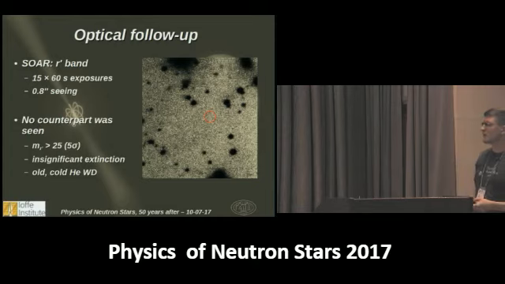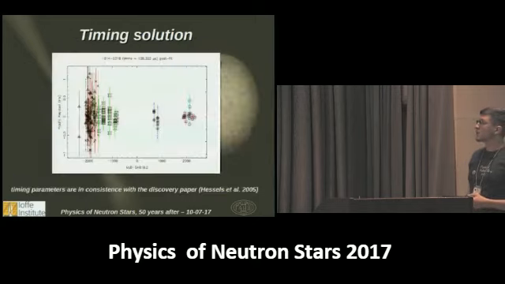And because there was an absence of a counterpart in the optical field of view, we think that this might imply that the companion is an old and cold helium white dwarf star, which is also consistent with the evolutionary models of helium white dwarfs and also with other known pulsar binaries with helium white dwarf companions.